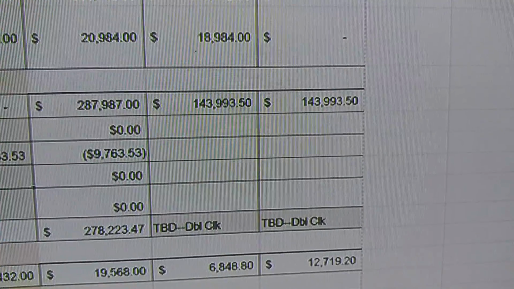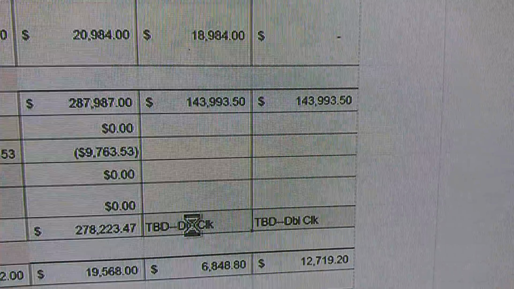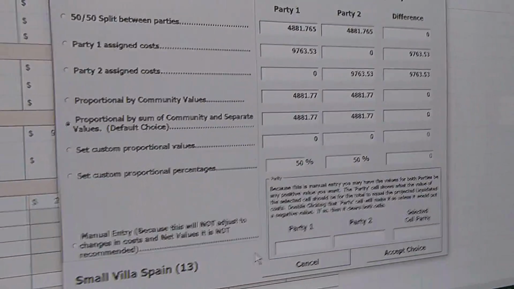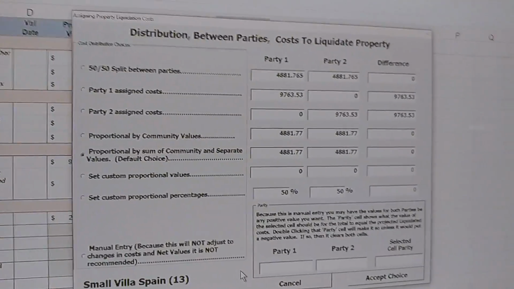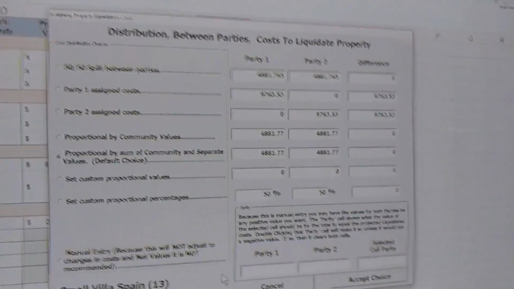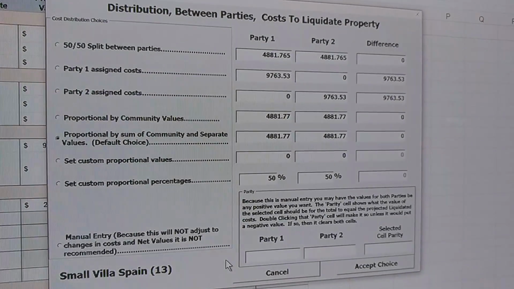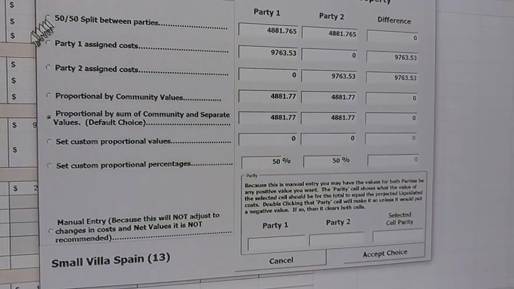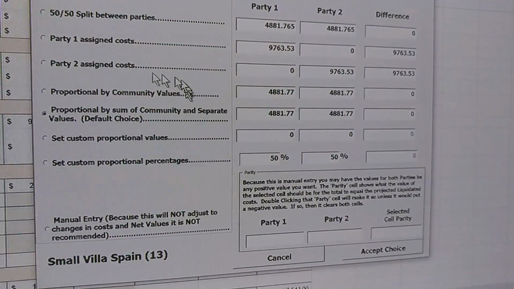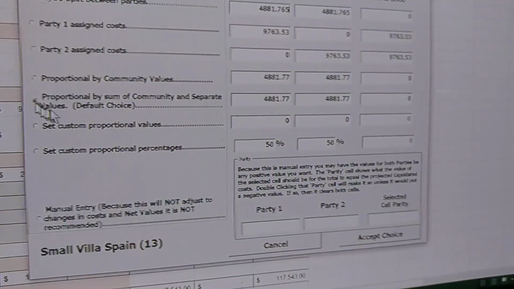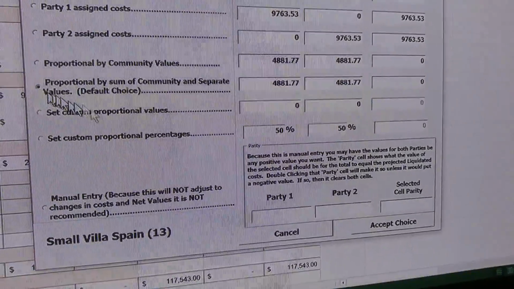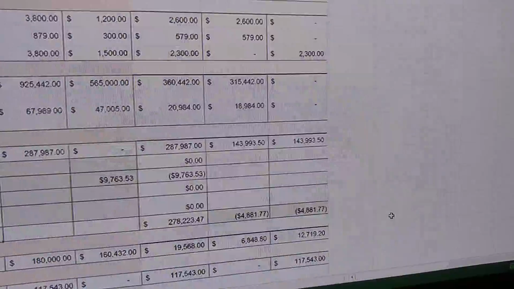Go ahead where it says double click to be determined. This is the menu here. And it says basically, how do we divide up what it's going to cost? We could have it do it at 50-50. We could have it party one and assign the entire cost, or party two. Or maybe proportional to the community values. Or maybe proportional to the sum of the community and separate. Let's do that one. When it's selected, it's a default. And click Accept Choice.